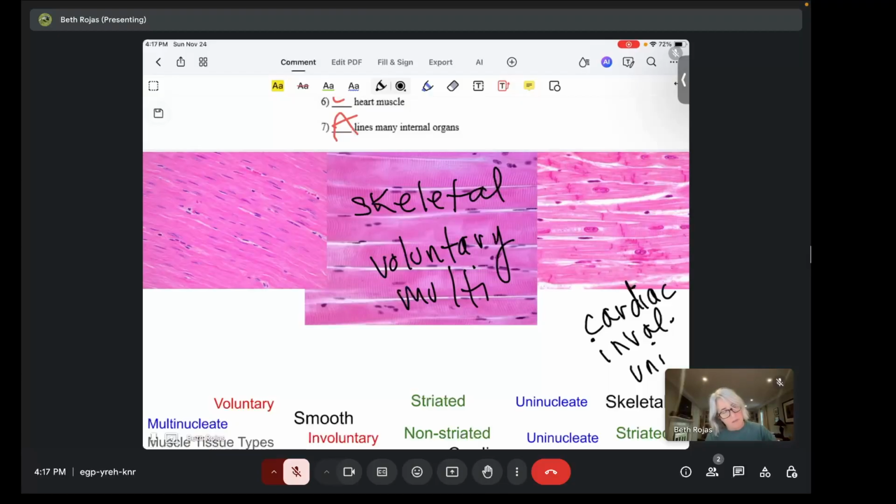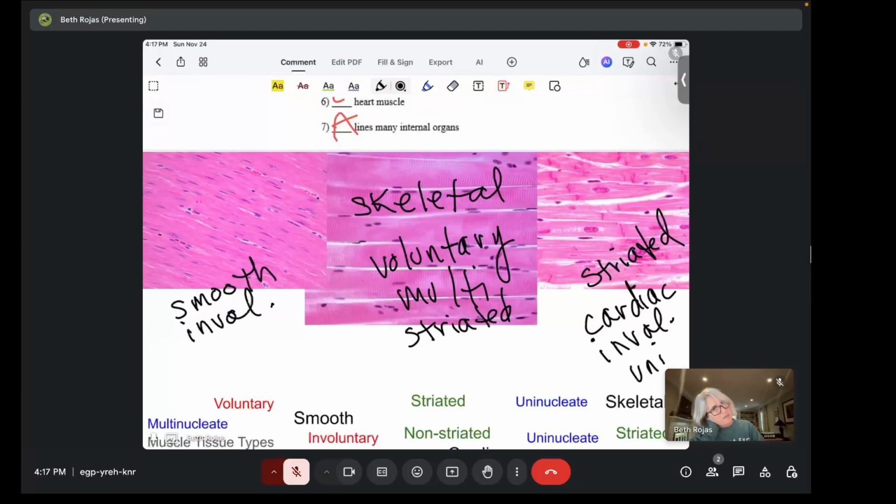I'm kind of messing this up, sorry guys. And this one's striated. Okay, and then finally we have smooth over here. Smooth is involuntary. It's uninucleate, and it is also non-striated.